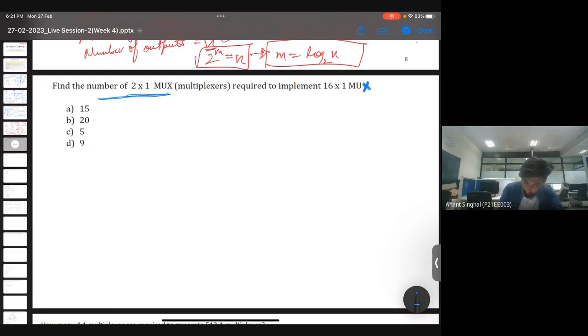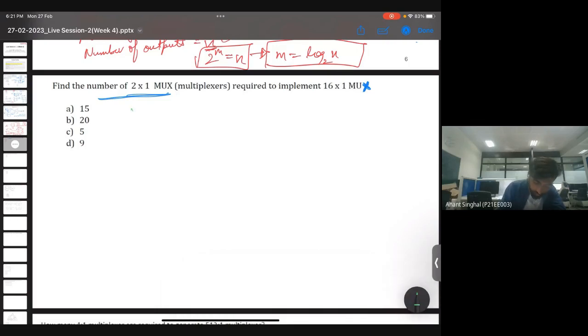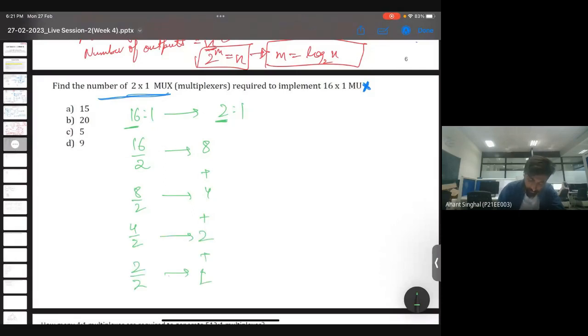So using the terminology that we have used earlier, let's see. We need to convert 16 cross 1 to 2 cross 1. So we need to divide these two numbers. It will be nothing but 16 by 2, which will be 8, then 8 by 2, which will be 4, then 4 by 2, which will be 2, and then ultimately 2 by 2, which will be 1. So if we add this, we'll get nothing but 15. So the correct answer to this question is option A.